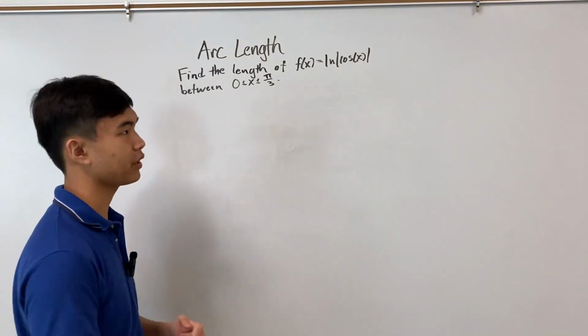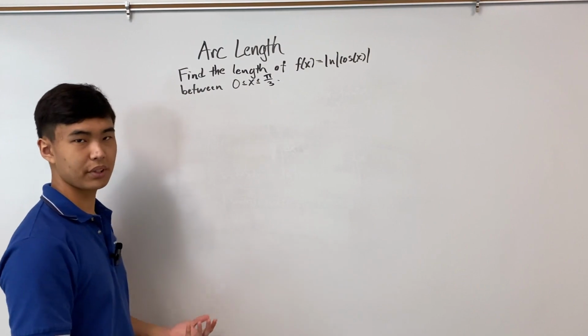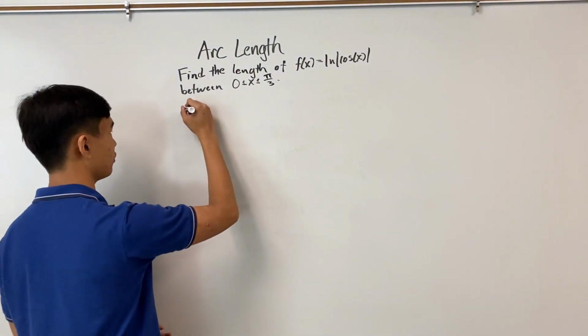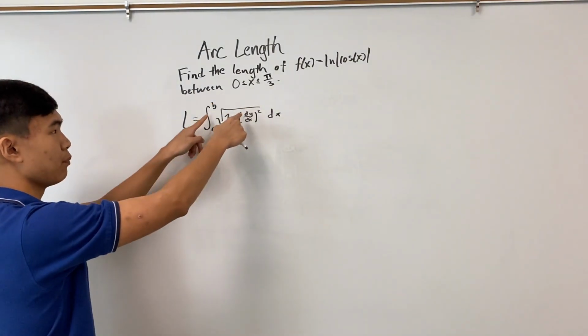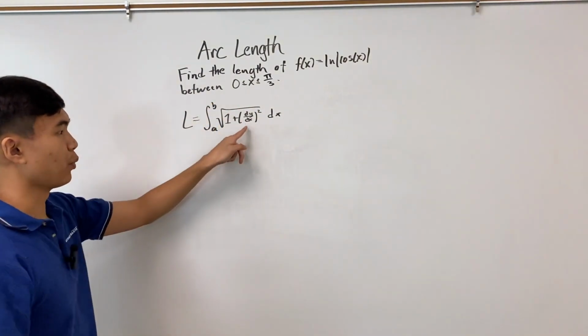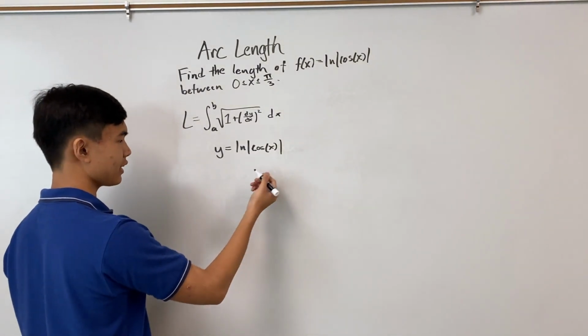The first example that we're going to do is we're going to find the length of ln of cosine of x. So the first thing we're going to do is set up our integral, like so. And so we know that a is 0 and b is pi over 3, but we need to find dy/dx. So I have y equals ln of cosine of x.